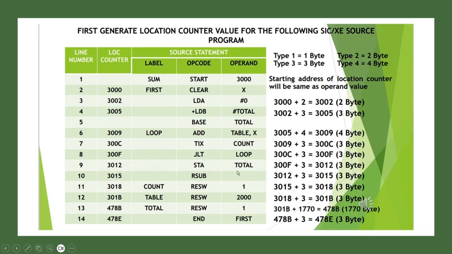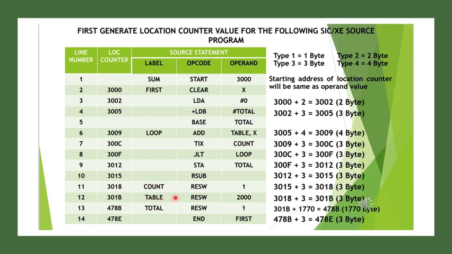From here, we have STA TOTAL, which is also in third format, which means we have to increment it by 3 bytes. So from 3012 to 3015. RSUB is also in third format. That is why we have incremented it by 3 more bytes. It became 3018. Next, COUNT RESW. Here RESW stands for reserve word. So it has reserved one word. We usually know that one word consists of 3 bytes. So we have to increment it by 3 bytes. Here we have 301B, because after incrementing from 3018, we have 3019, 301A, 301B.